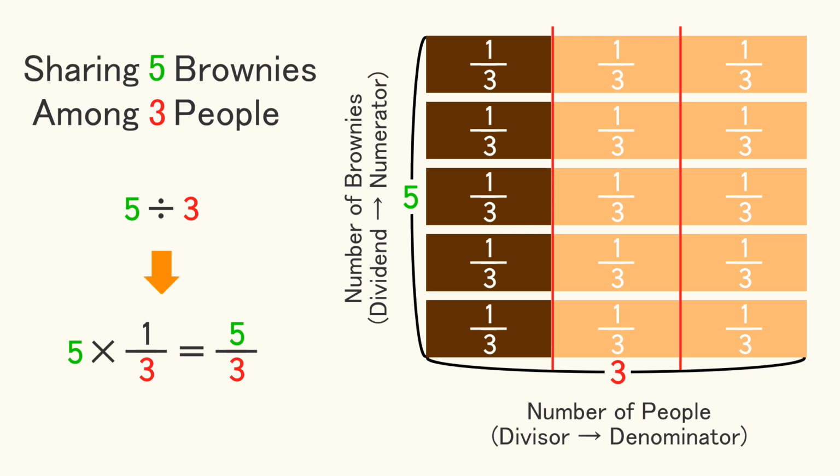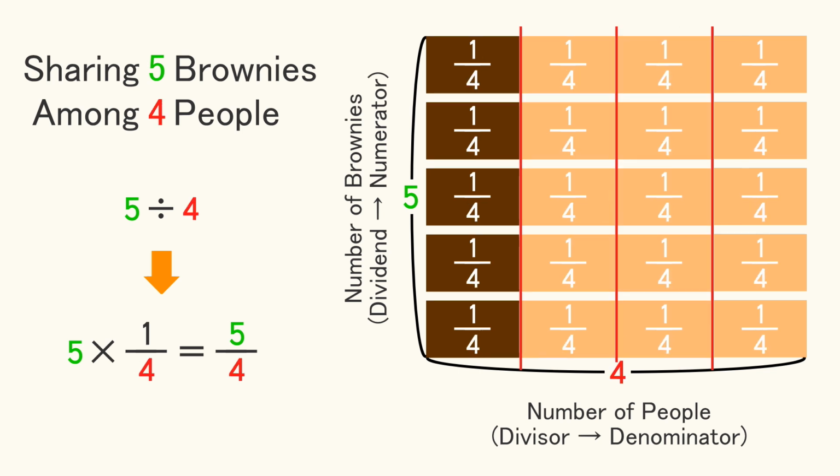On the other hand, more people, say 4. Just cut each brownie into smaller pieces, so all you have to do after that is take 1 piece from each. A 1/4 piece comes from each of the 5 brownies. That's 5/4. So again, 5 divided by 4 equals 5 times 1/4 equals 5/4. This time the divisor is 4, so the denominator is 4. The dividend is still 5, so the numerator stays 5. Once again, the numbers in the division match the numbers in the fraction.